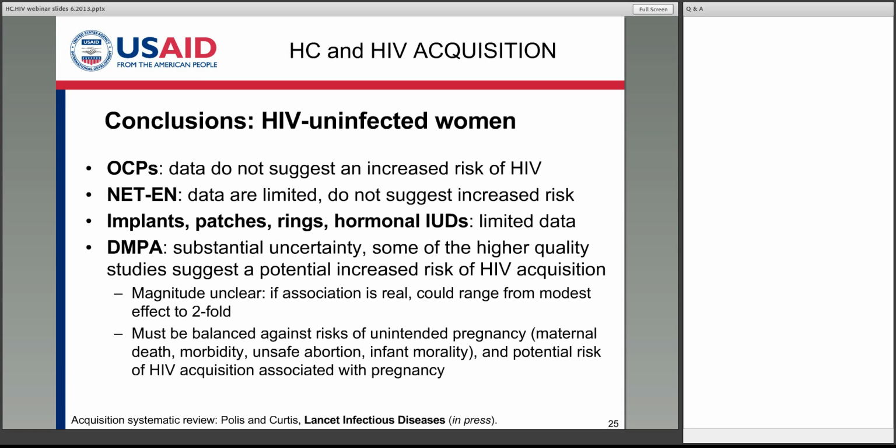If this association is causal, the magnitude could range from a modest effect to a doubling in risk. Any potential HIV acquisition risk must be balanced against risks of unintended pregnancy, including maternal morbidity and mortality, unsafe abortion, and infant mortality, as well as any potential increase in risk of HIV acquisition, which may possibly be associated with pregnancy itself. Next slide, please.